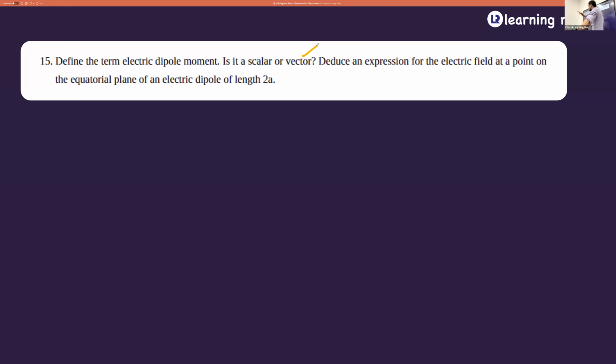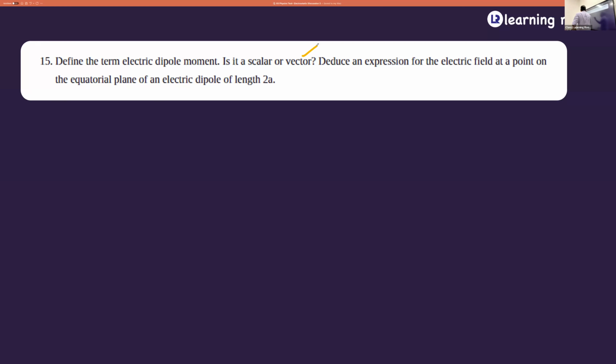So you need to be very careful, okay? Suppose the same question they are asking you, equatorial plane of electric dipole of length a. Then you don't take 2a and start solving it. You need to take it as a by 2 and then start solving it. 99.9% they will not ask like that, but I am worried if they ask like that, be careful.